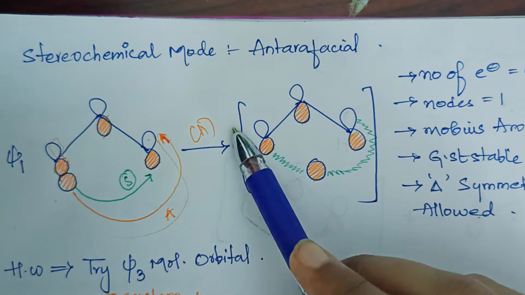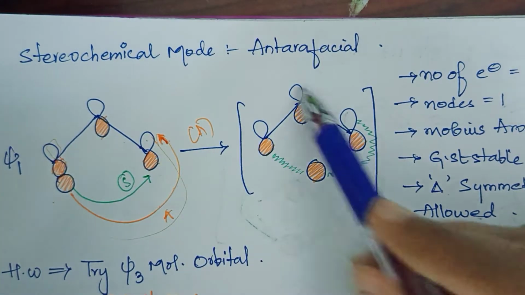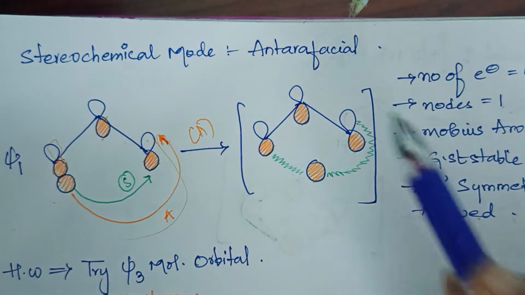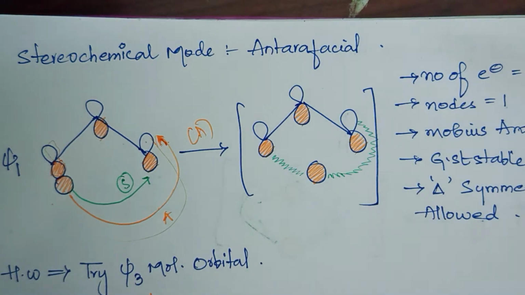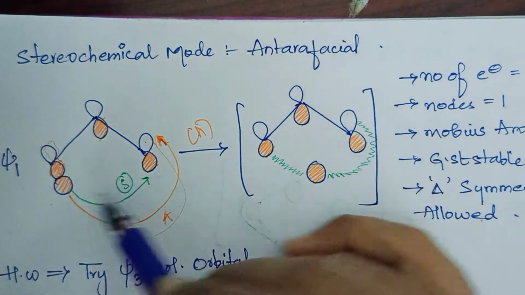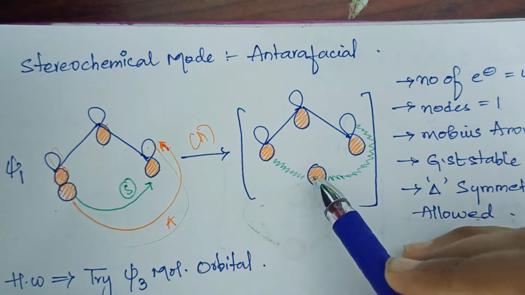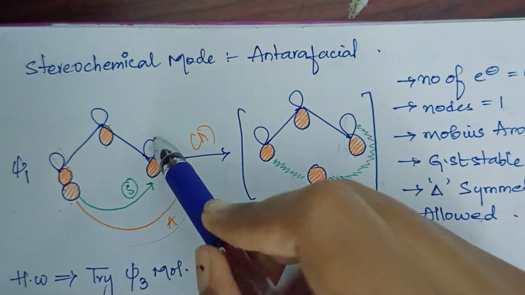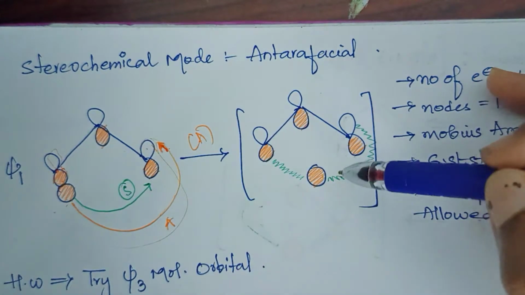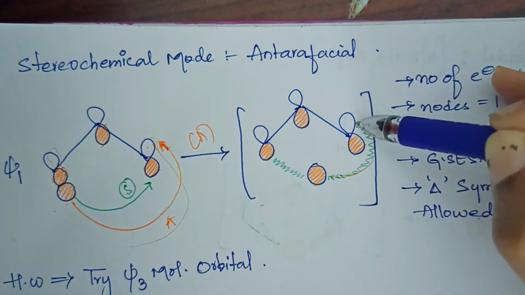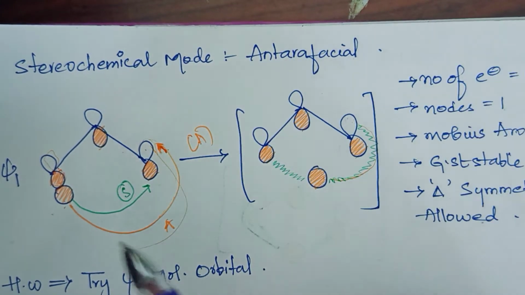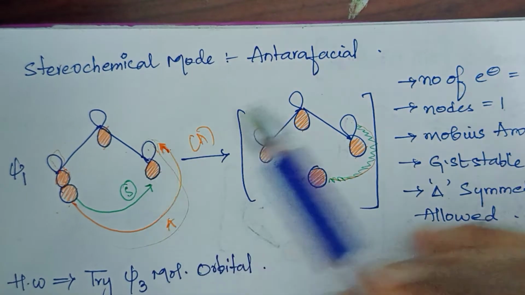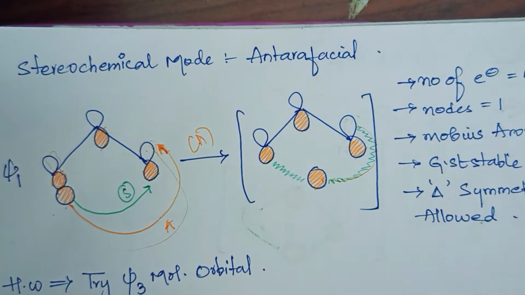Now when we do the antarafacial, I am representing the transition state. In this transition state, when you see, I have drawn the hydrogen down. Previously hydrogen was attached here. Now when I do antara, where will it go and attack? The top lobe. That's the reason I have shown the shading with the top lobe. So when I do antara, it will go and attack the top lobe.